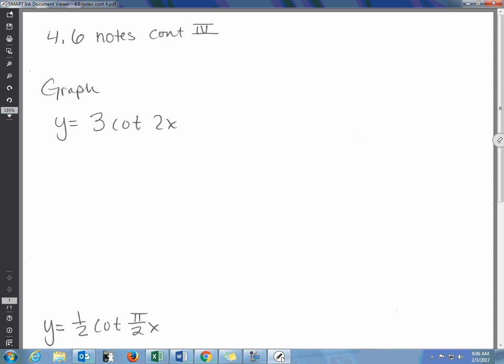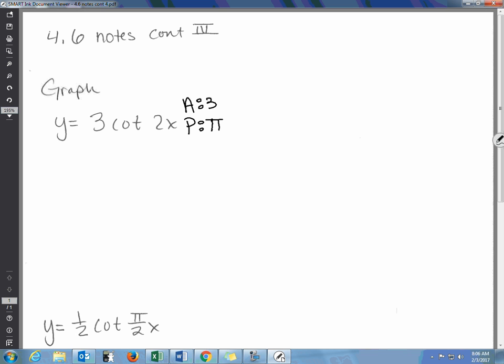The graphs will look very, very similar to tangent, but there's just a couple things that are a little different. Okay, so in graphing this, let's identify some of the key components, and this will help us. So our amplitude is 3. Our period length, just like tangent, is pi.